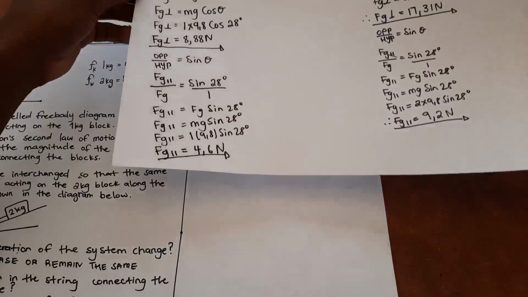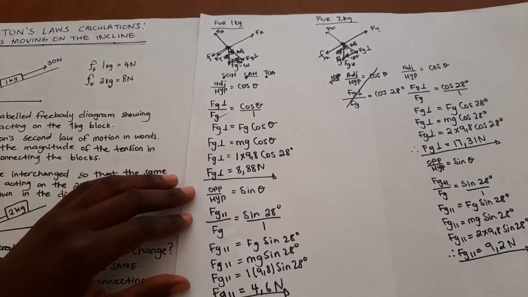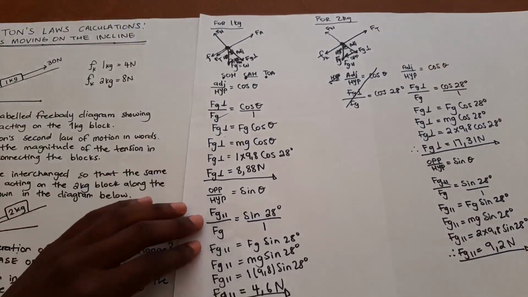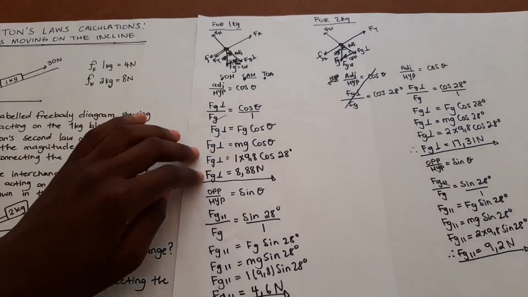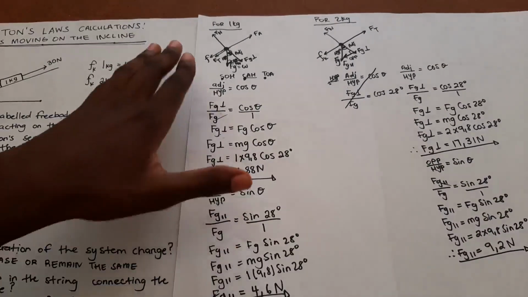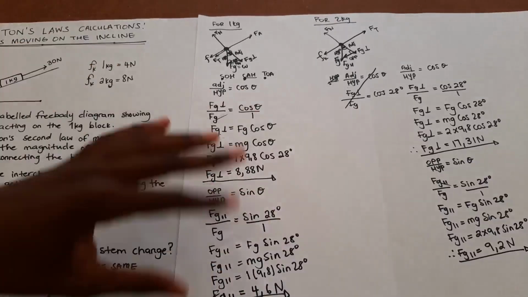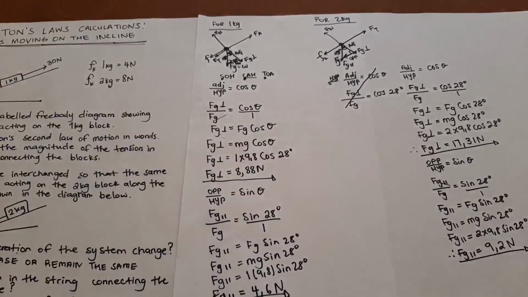I know there's no need to write them down. Okay, let's just remember everything, guys. Make sure that you write them down: FG perpendicular, FG parallel of the 1 kg block, etc., so that when substituting, you don't get lost.